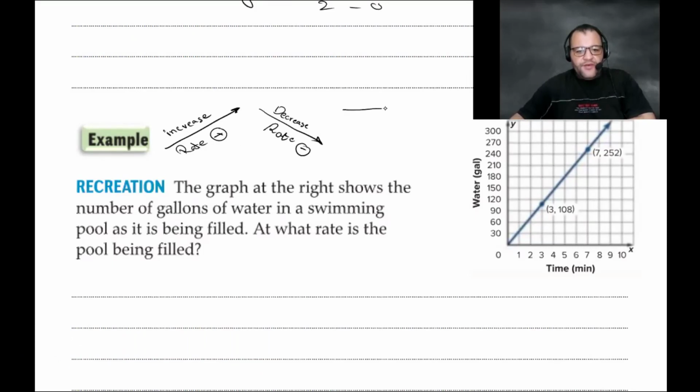If you find that we have a horizontal line, it means constant, with no rate of change. So the rate of change will be equal to 0. If you find that we have a vertical line, it means undefined.